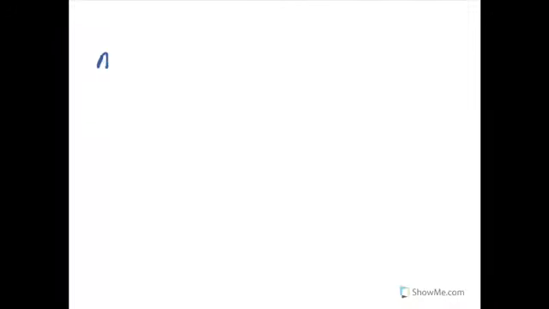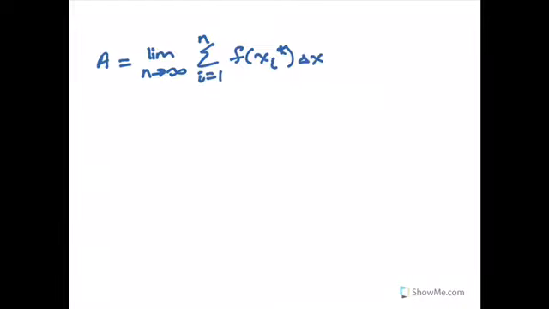So we write that as the area equals the limit as n goes to infinity of the sum from i equals 1 to n of f of x sub i with an asterisk. The asterisk means it could be left, it could be right, it could be midpoint, it could be whatever x value I choose. Whatever sample point on the x-axis I'm choosing to evaluate my rectangles at, to find my heights.